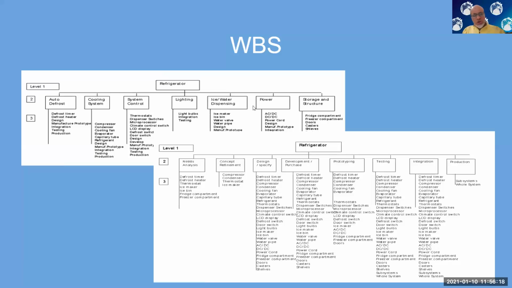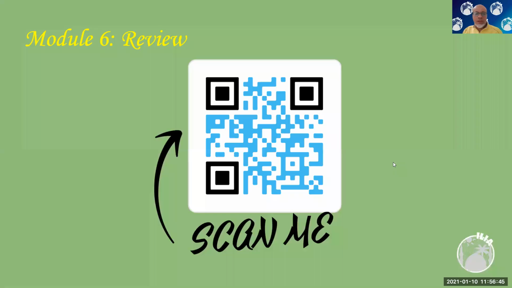The top one is called the product oriented. It's more based on the components of the product. The second one, the one at the bottom, is more process oriented. You're focusing on the process of making that fridge. At the end of the day, they're both exactly the same fridge. It's just two different ways of presenting your WBS and getting your team to understand every little thing that needs to happen on the project.